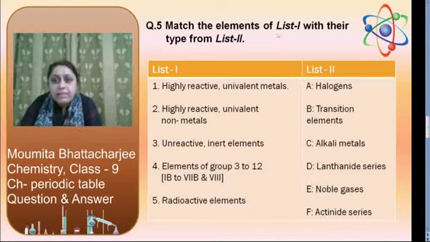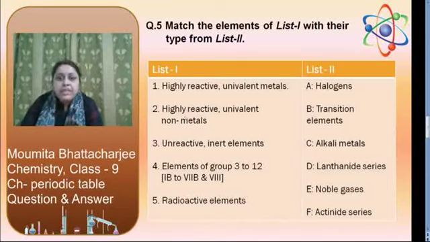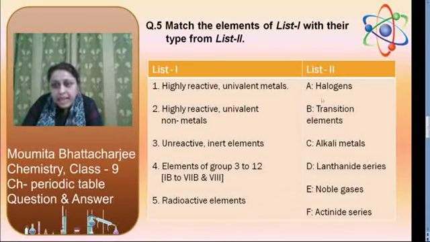Next one, match the elements of list 1 with their type from list 2. First, highly reactive univalent metals will match with alkali metals. Second one, highly reactive univalent nonmetals will match with halogens. And third one, unreactive inert elements, that means 0 group or noble gases. Elements of group 3 to 12 are known as transition elements. Radioactive elements, you can write lanthanide series or actinide series, and it is better to write lanthanide series.